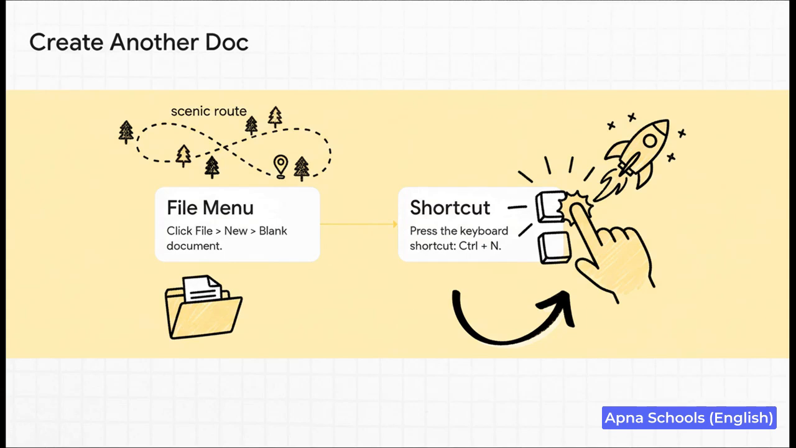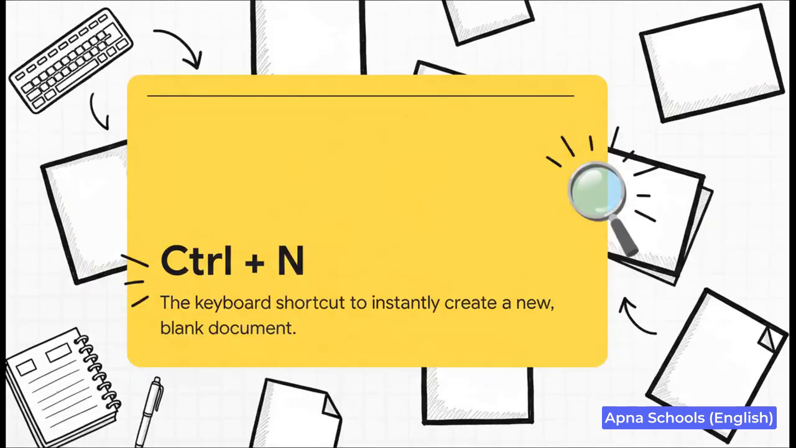You can take the scenic route, go up to the File menu, click New, or you can use the super fast keyboard shortcut. Just hit Control and N. I'm telling you, you need to make this shortcut a habit. Control+N. It is your new best friend for starting things in a flash. Honestly, the less you have to take your hands off the keyboard to grab the mouse, the quicker you're going to be.